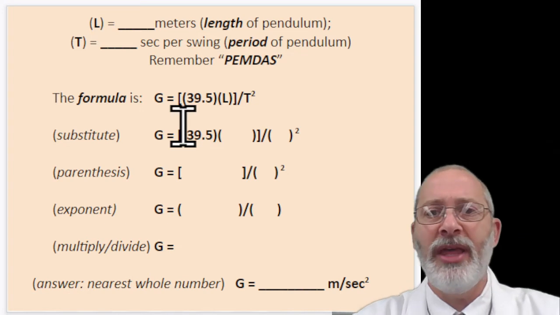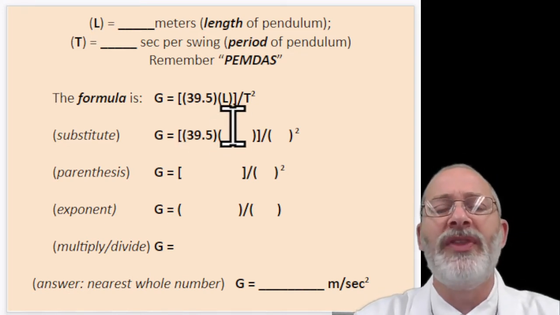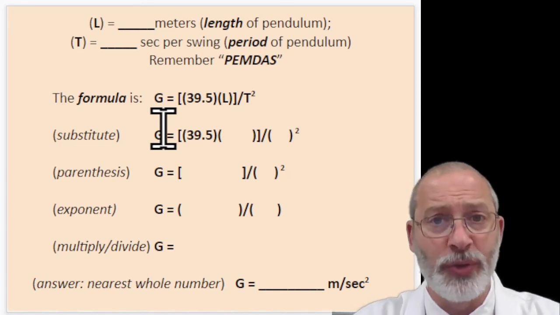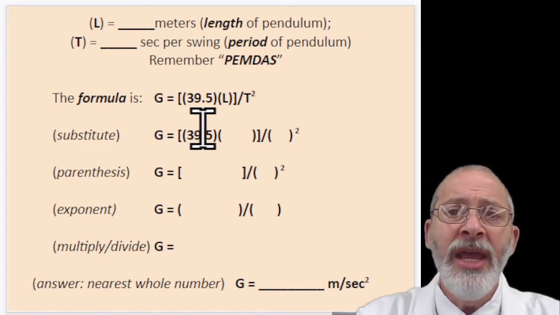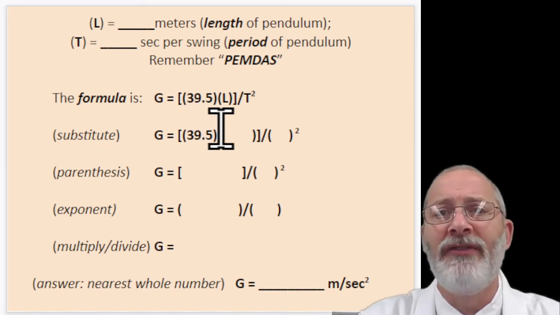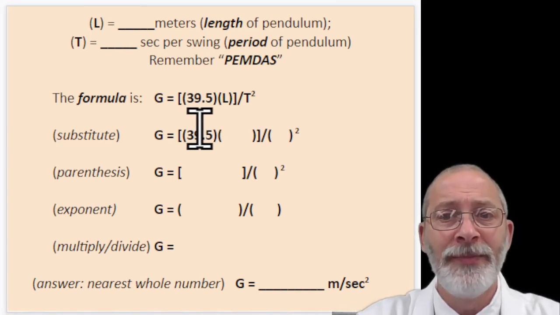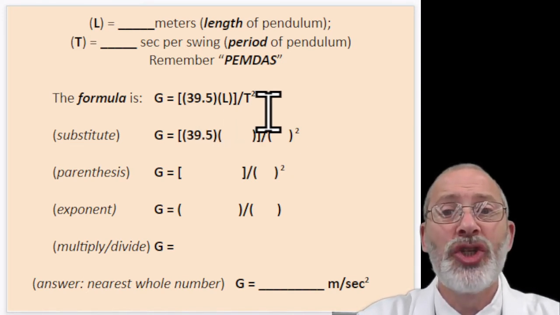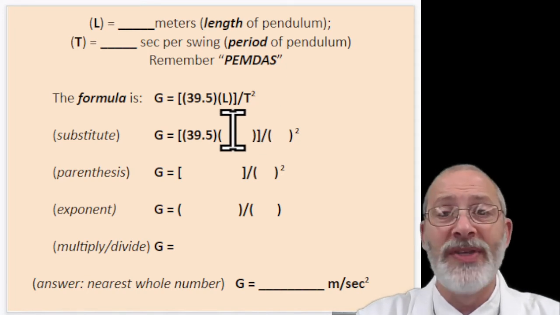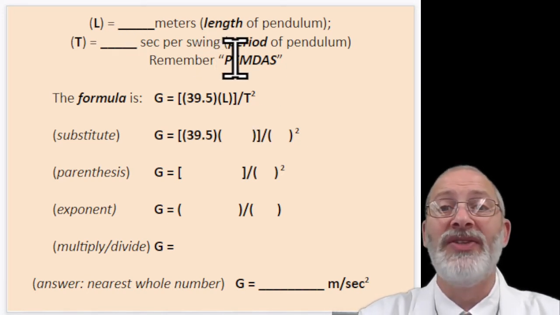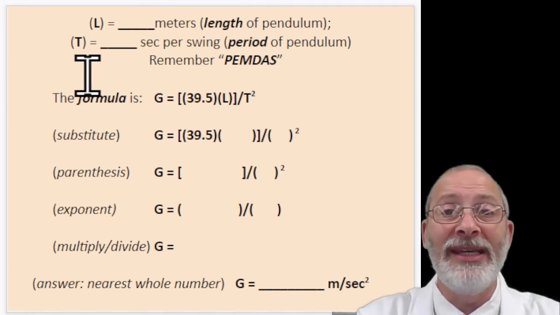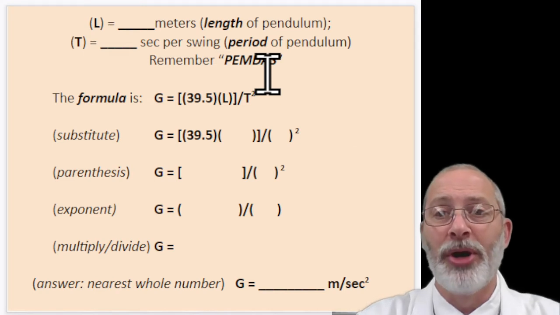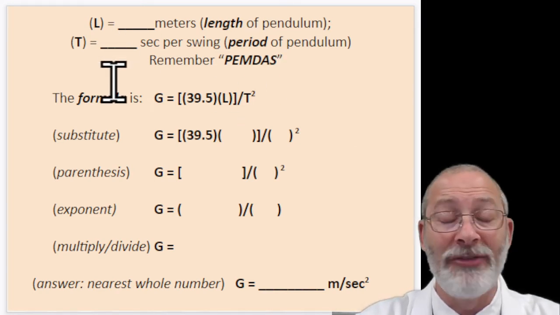But the first thing that we need to identify is what these letters are. In this equation, the big G stands for gravity. That's what we're looking for. And then we have 39.5 times L, and the product of those divided by T squared. Well, what is L and what is T? L is the length of the pendulum, and T is the period of the pendulum, the time per swing. And you've already collected that information.